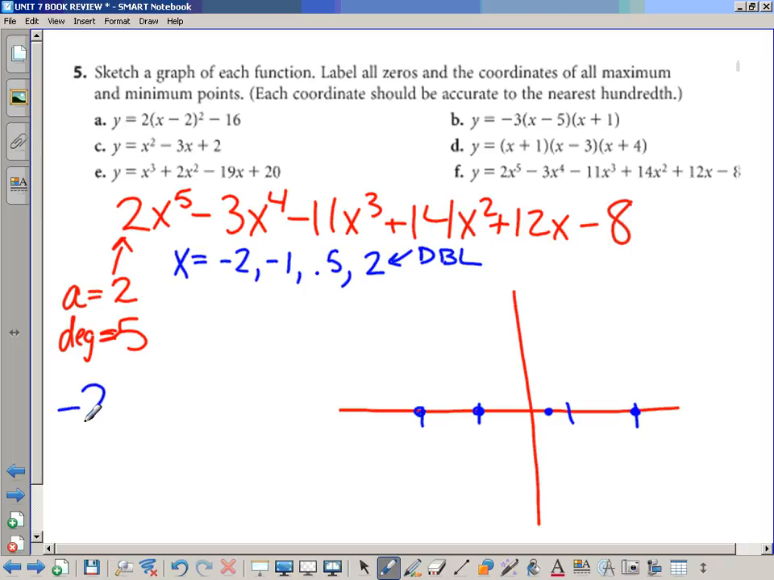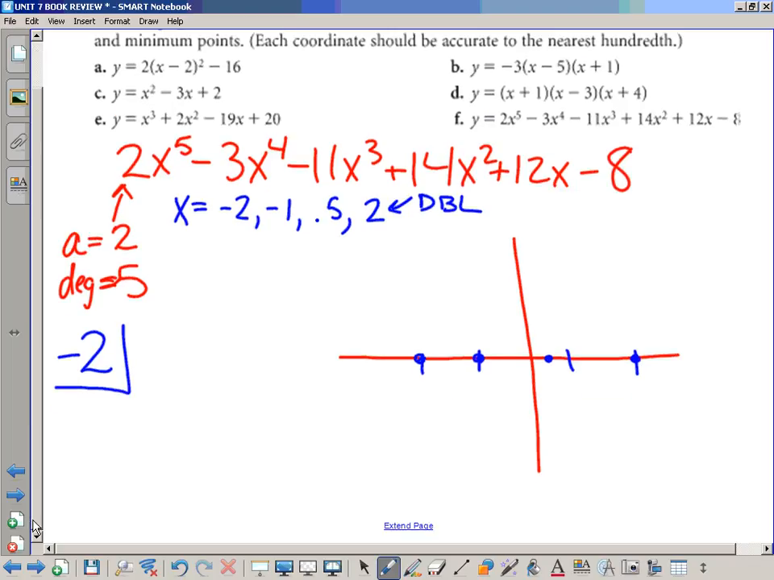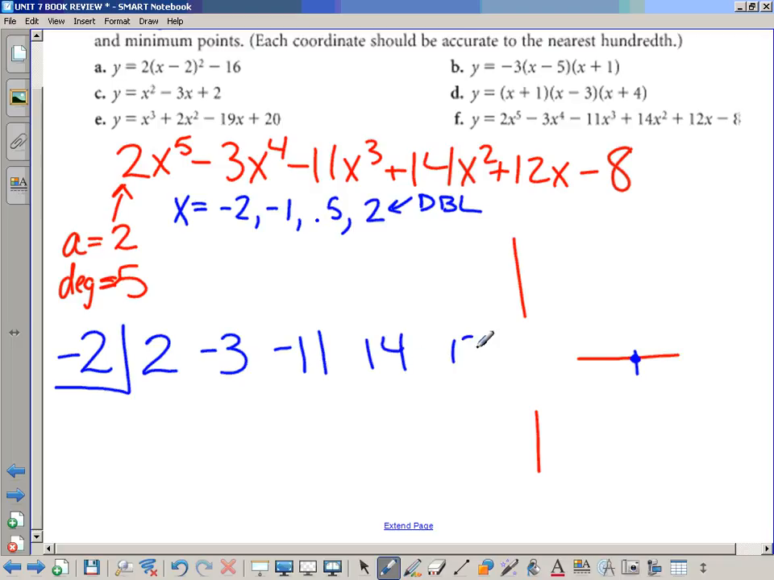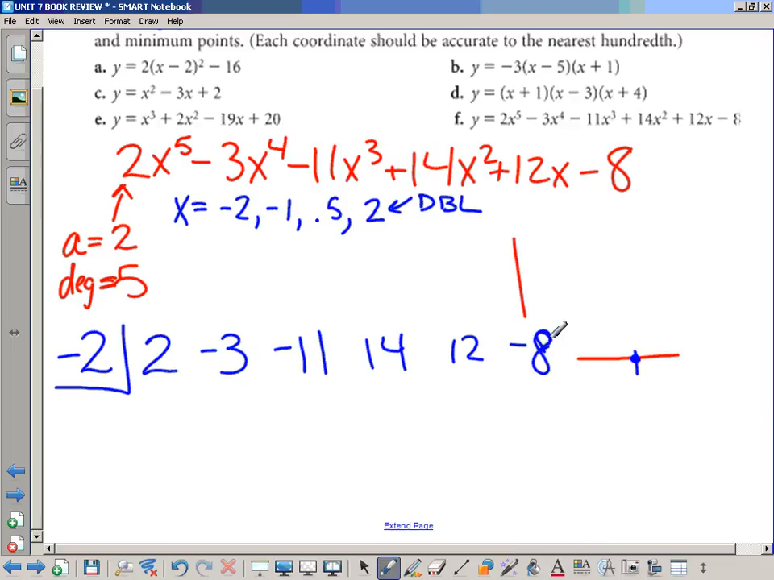Let's take -2 and do synthetic division on it. Ready? Just to practice. How does synthetic division work now that we have -2 as one of the solutions? You take the coefficients, right? 2 from x to the fifth, -3 from x to the fourth, -11 from x cubed, 14, -11, 14, 12, and -8. This is a pretty big synthetic division problem.